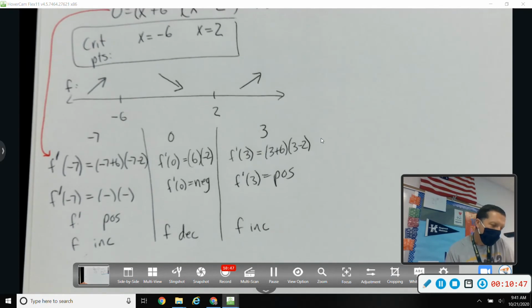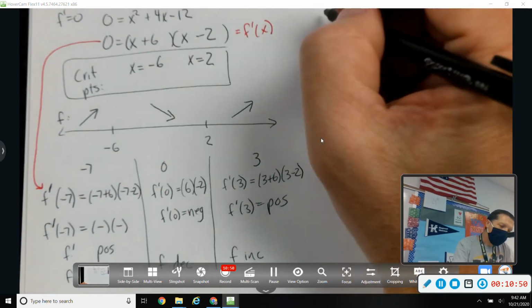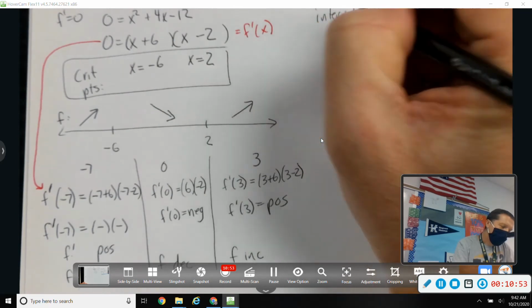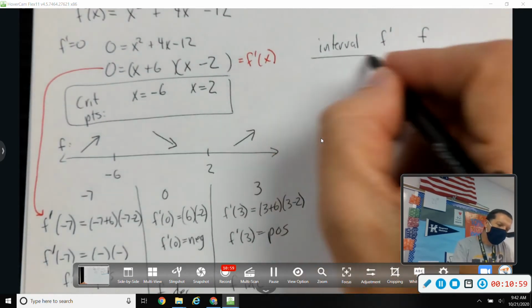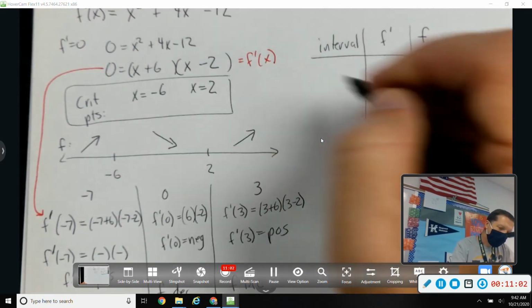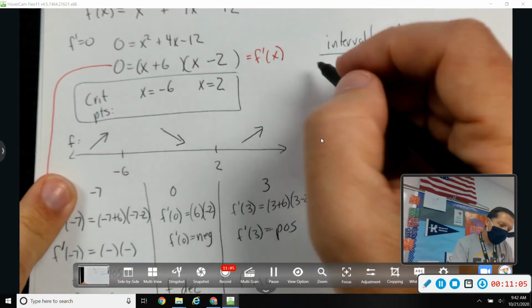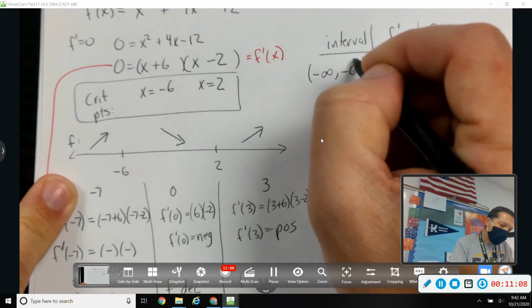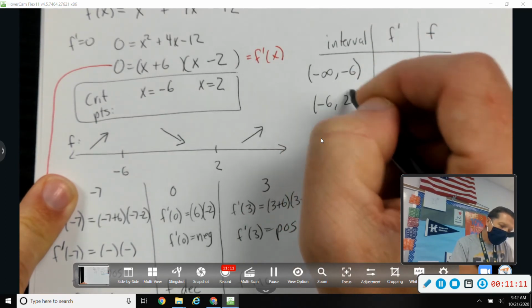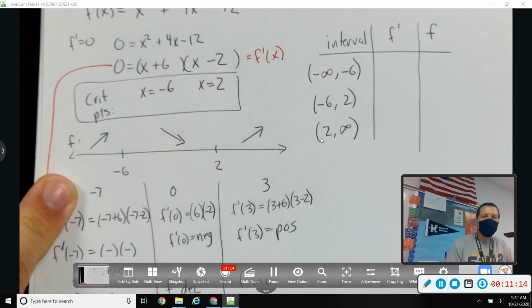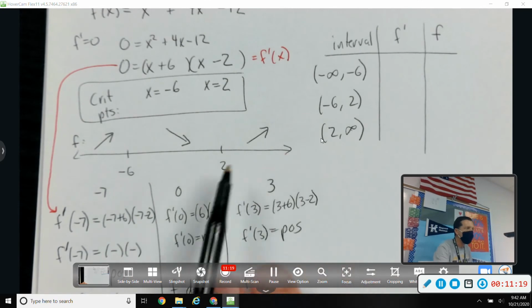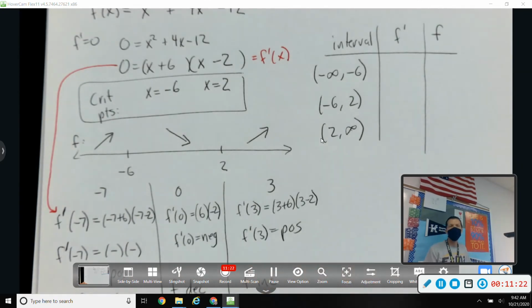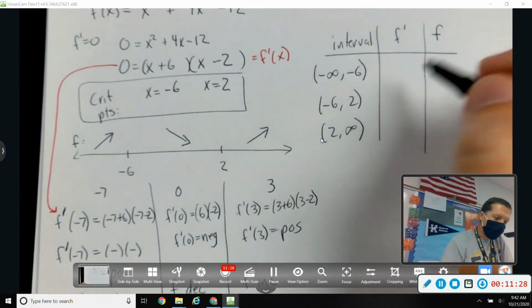All right, what was the point of this question? Increasing and decreasing intervals. So I'm going to write this as a table. I've got 3 intervals. So I'll look at my number line. My first interval goes from negative infinity to negative 6, negative 6 to 2, 2 to infinity. The critical points set up the intervals. That's why it was so important to take a whole day to talk about critical points, because they're going to set up our intervals for today and going forward.